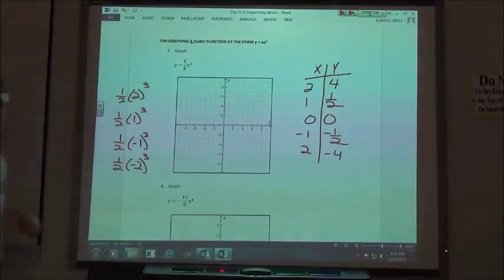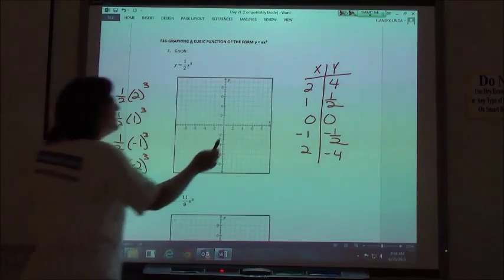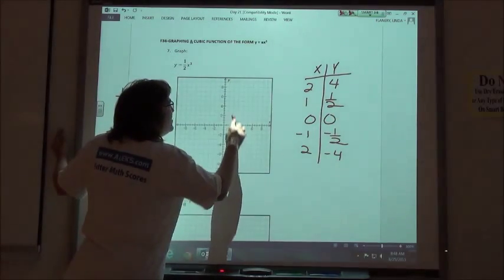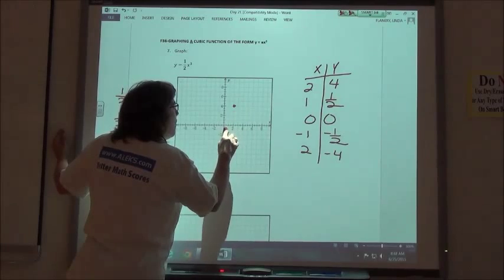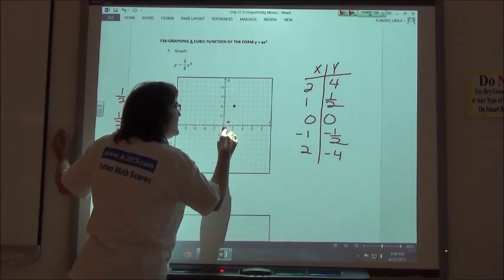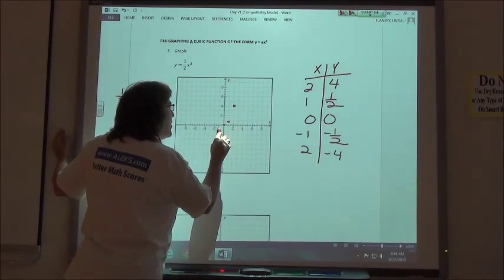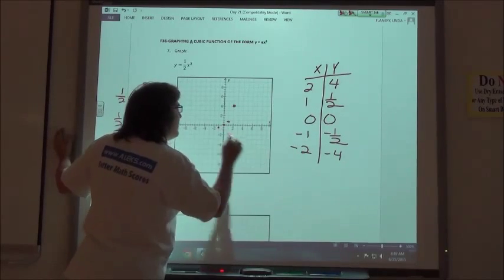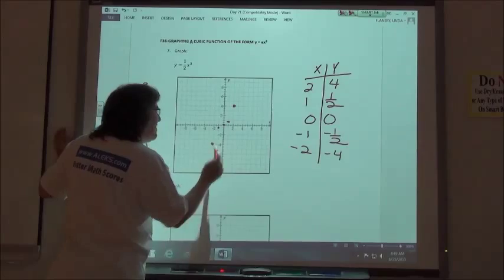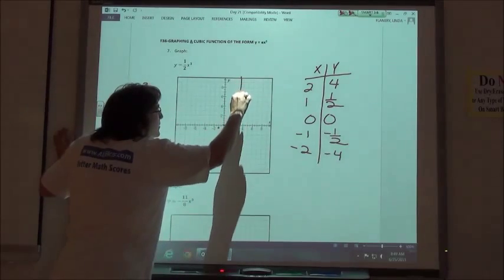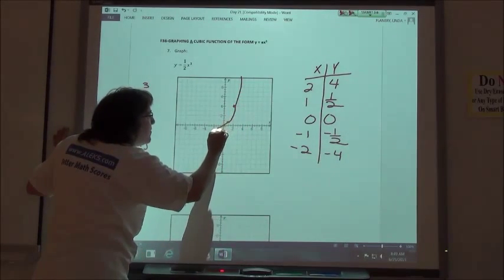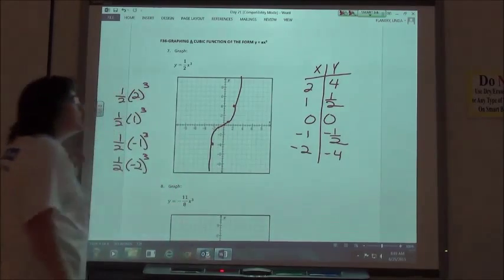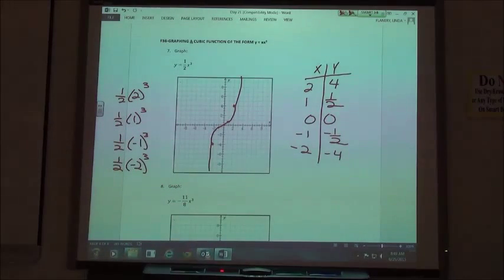Otherwise, it'd look like a parabola again. So we're going to go ahead and plot our points. 2, positive 4. 1 is up 1/2. 0, 0. Negative 1 is down 1/2. And negative 2, it's supposed to be negative 2. Negative 2 is down to negative 4. So my parabola goes here, or my cubic function looks something sort of like that. Again, you'll just hit the graph button and it's going to connect the dots and draw your graph for you.